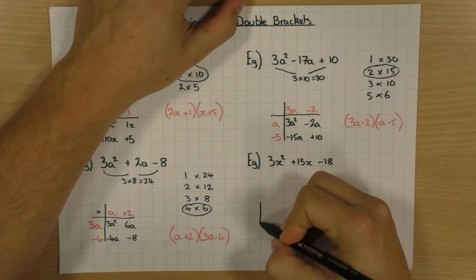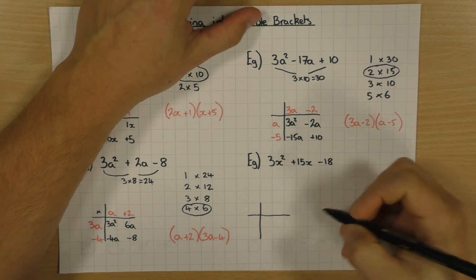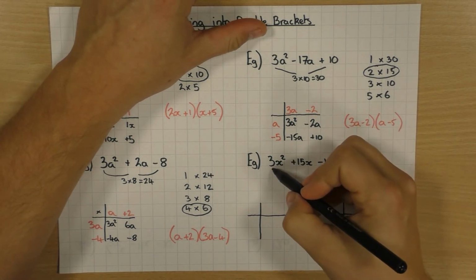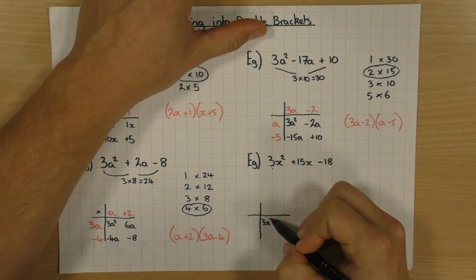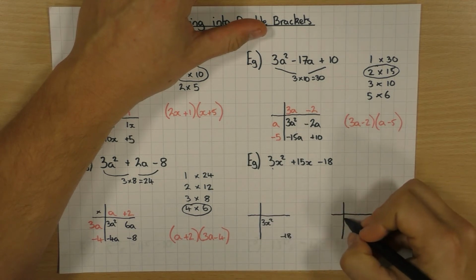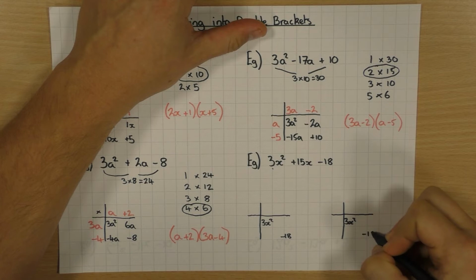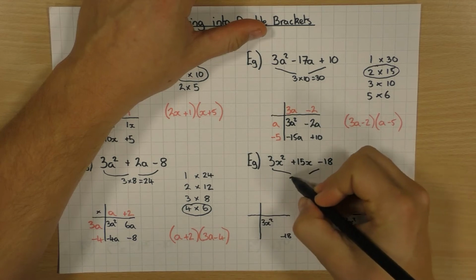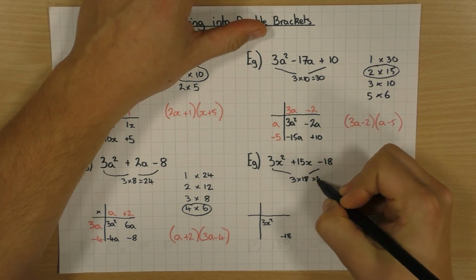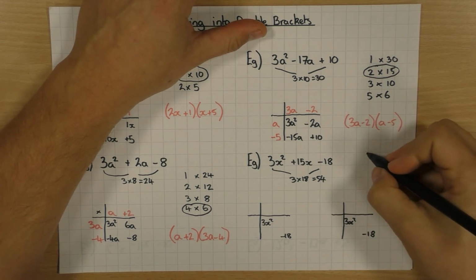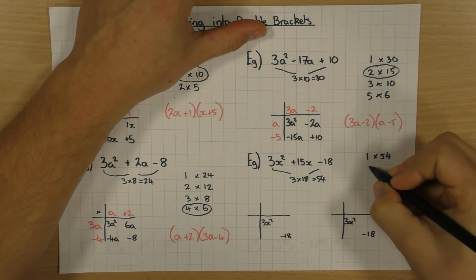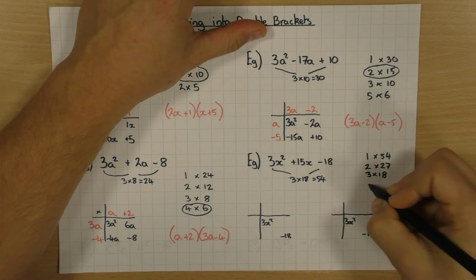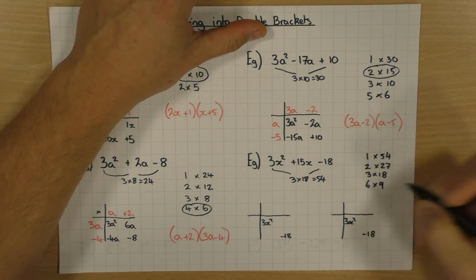Okay. Now, this one here is a little bit different, okay? Now, I'm going to draw 2 grids. You'll see why. Obviously, when you're doing this question, you won't be able to spot that you need 2 grids, but you'll see why I'm doing 2 in a minute. Okay, so I'm going to have my 3x squared and my minus 18, 3x squared, and the minus 18. Okay, so when I do the next bit of 3 times 18 to get 54, and I start doing my pairs, so 1 times 54, 2 times 27, 3 times 18, and 6 times 9.